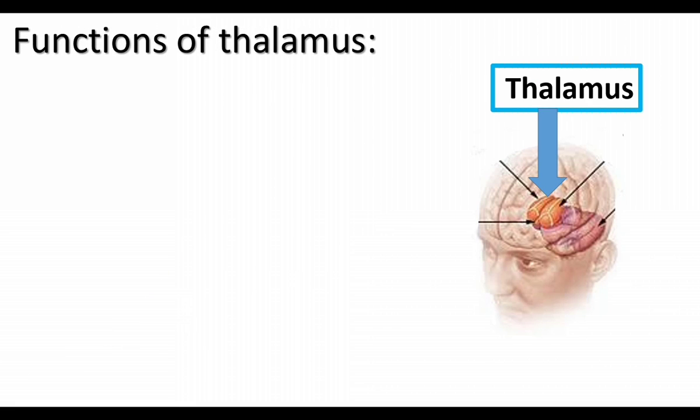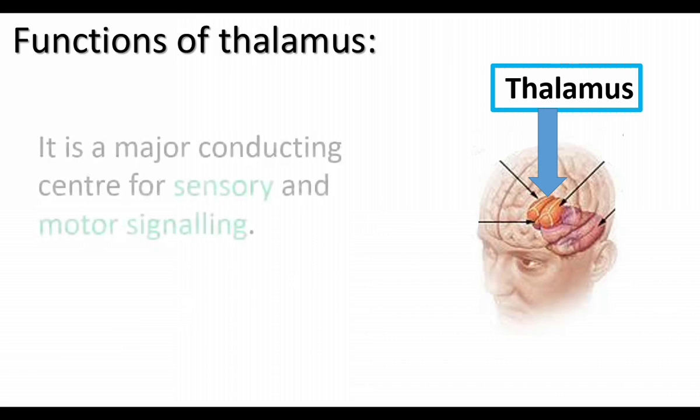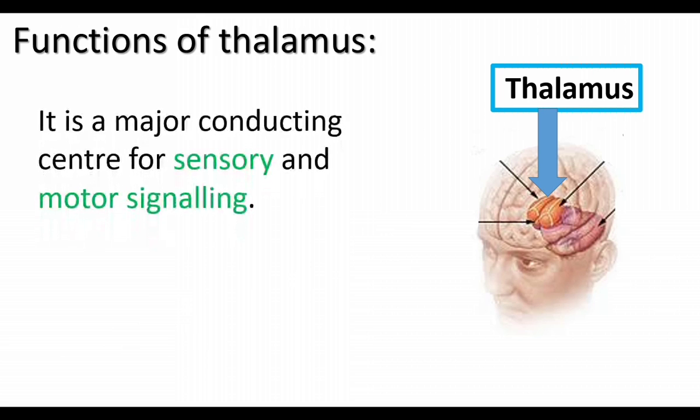Now let us see the functions of thalamus. It is a major conducting center for sensory and motor signaling. Sensory informations are sent by eyes, ear, nose, tongue. These informations are conducted through thalamus. Motor signaling is conducted through thalamus.